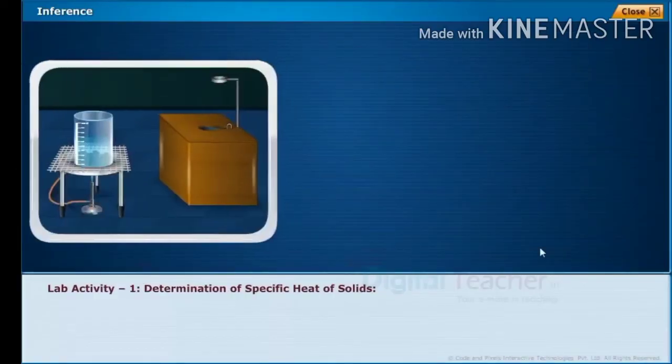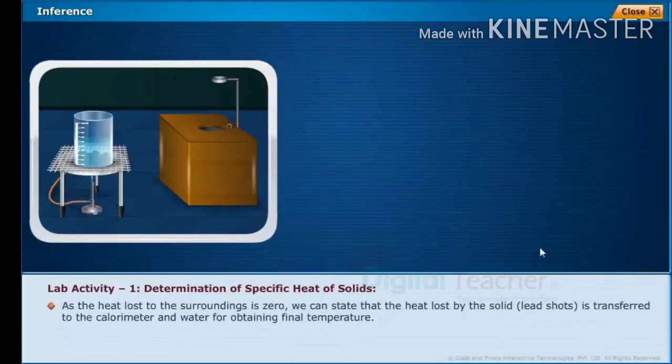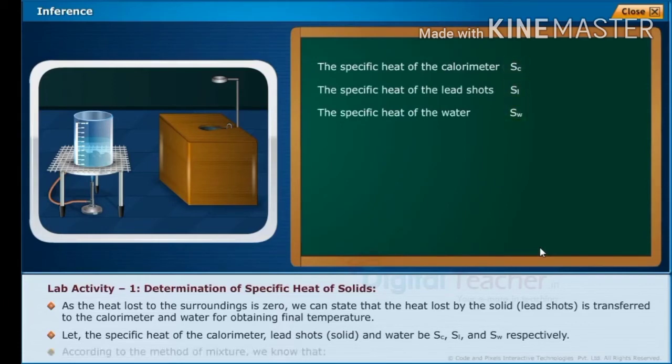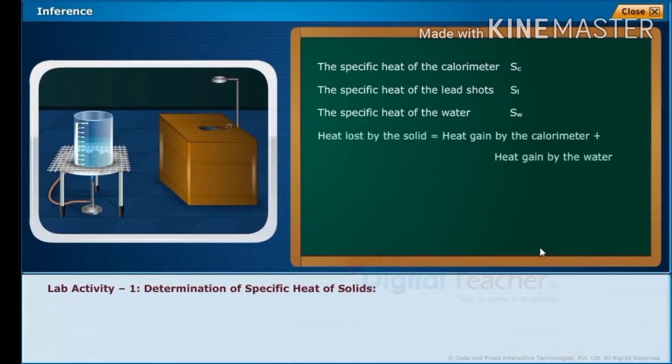Inference. As the heat lost to the surroundings is zero, we can state that the heat lost by the solid, lead shots, is transferred to the calorimeter and water for obtaining the final temperature. Let the specific heat of the calorimeter, lead shots, solid, and water be SC, SL, and SW respectively. According to the method of mixture, we know that heat lost by the solid is equal to heat gained by the calorimeter plus heat gained by the water.